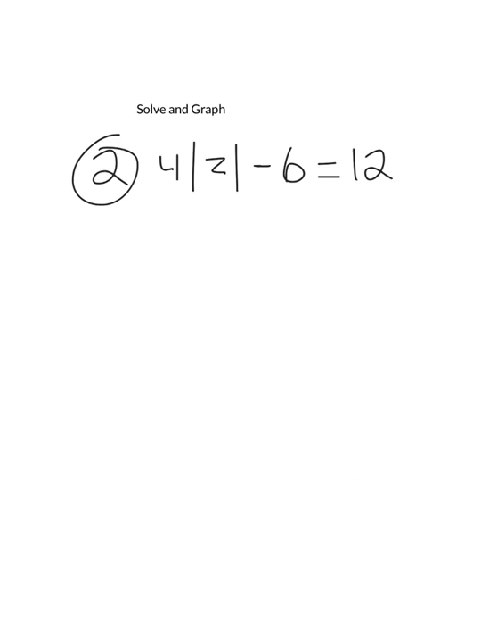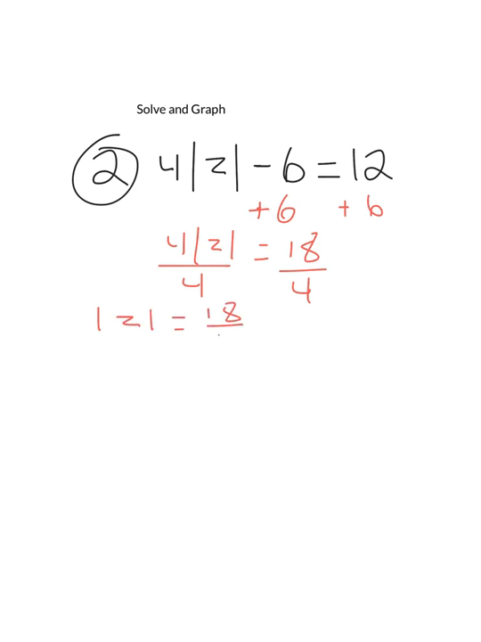My next problem here. Again, we want to isolate the absolute value. In order to isolate the absolute value, I have to add the 6 first to both sides. 12 plus 6 is 18. And then divide by 4. So we have absolute value of z is equal to 18 over 4.